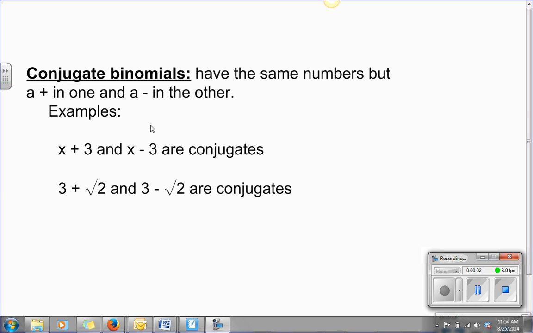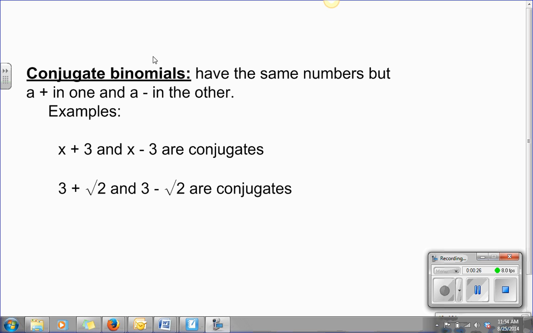Okay, here we're going to look at conjugate binomials so that we can determine how to rationalize a denominator that has a binomial in it. So conjugates, x plus 3 and x minus 3 are conjugates. You can see that the only difference is the plus or minus. 3 plus the square root of 2 and 3 minus the square root of 2 are conjugates.